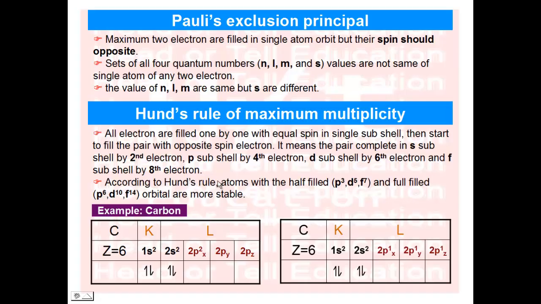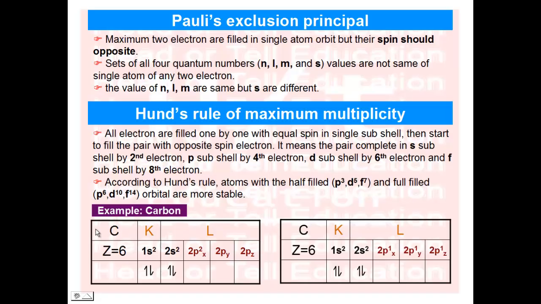Now according to Hund's rule, atoms with half-filled orbitals, like p3, d5, f7, and fully filled orbitals like p6, d10 and f14, are more stable. So now in the example below, we apply Hund's rule and Pauli's rule using the carbon example.